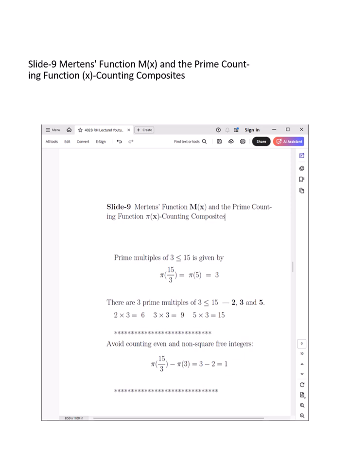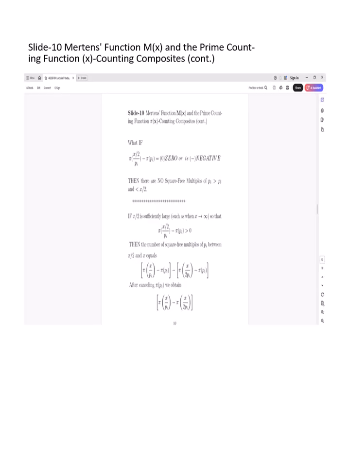However, we're not finished because our methodology requires us to compute the difference between the number of odd square-free multiples of 3 less than 15 and those multiples less than 15 divided by 2. It turns out that for finite values of x, like 15, it is possible that x divided by 2 may not have any square-free odd multiples of a prime p sub i that are greater than p sub i and less than x divided by 2. In such cases, pi of x divided by 2 divided by p sub i minus pi of p sub i equals 0 or is negative.